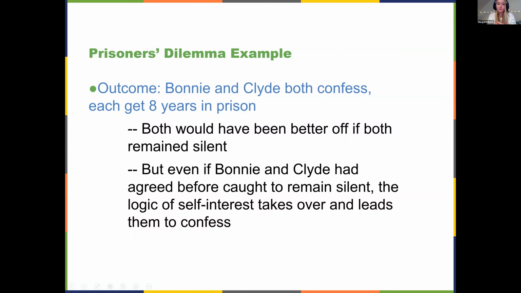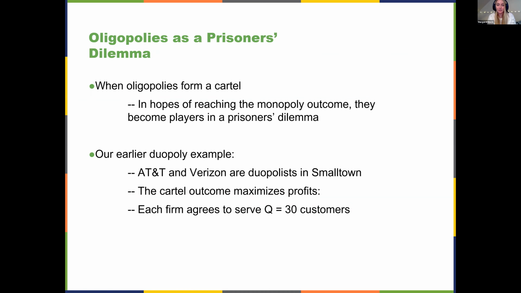We can use this outcome in this pretty silly example of the prisoner's dilemma to also summarize what we talked about with oligopolies. The decision making of oligopolies that we talked about through that long, complicated example in the previous video can be summarized using this prisoner's dilemma game matrix again. But instead of Bonnie and Clyde, we could have AT&T and Verizon.